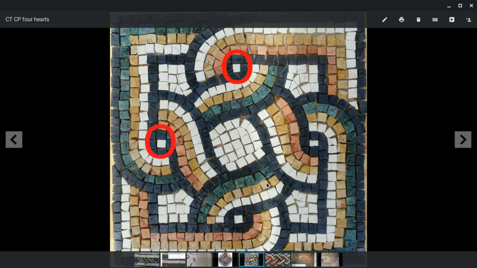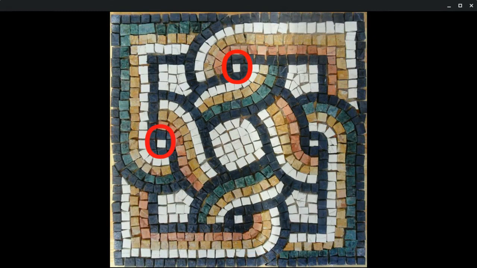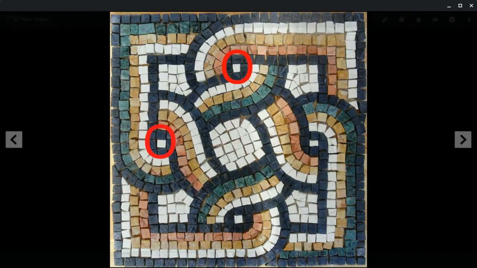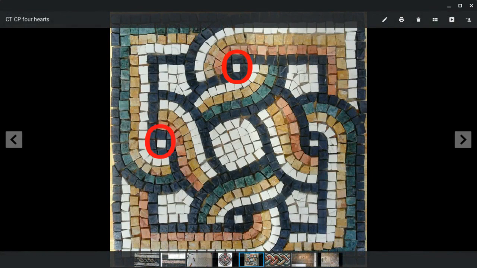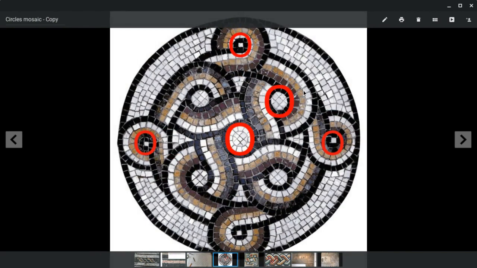Now, to understand these patterns, to be able to draw them out or work mosaics from the start, you need to understand the difference between center points and center tesserae. These are center tesserae on this one because you've got one single white tessera, and that is where the strands curve round. And if we look at another example here, this is the center tessera here, one single tessera.